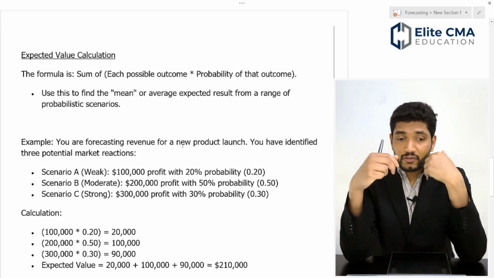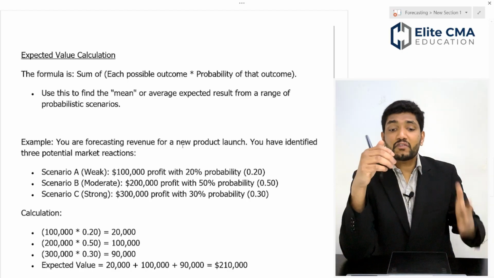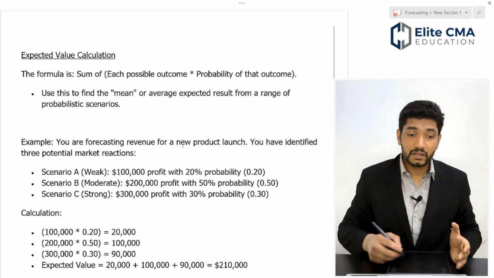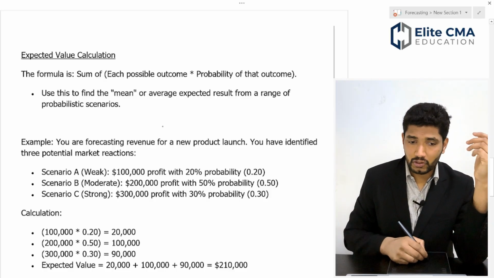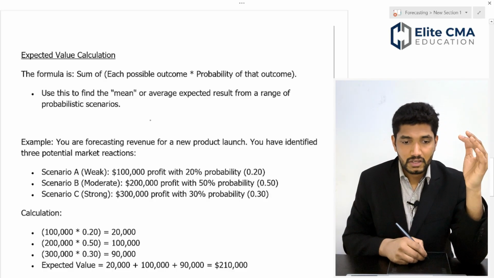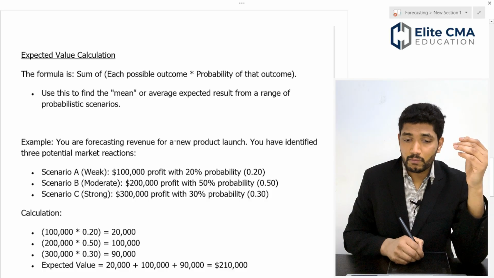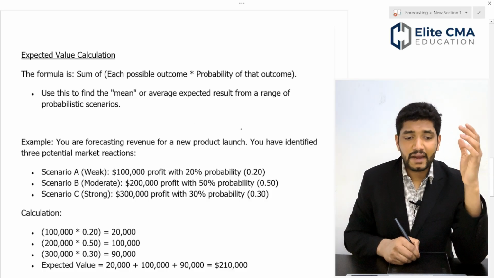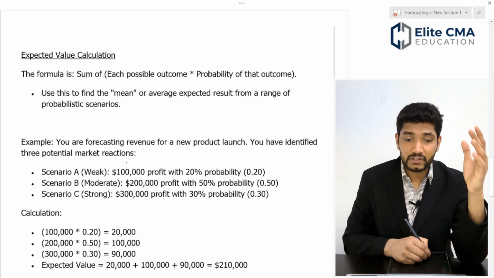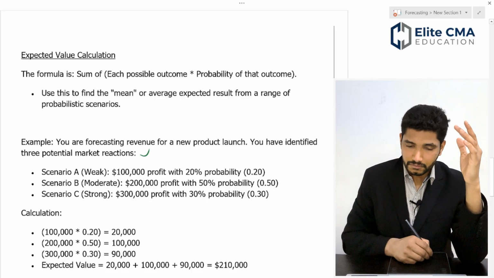Now let's move into expected value calculation. Expected value calculation is pretty simple. We will move into an example for better understanding. You are forecasting revenue for a new product launch. You have identified 3 potential market reactions.